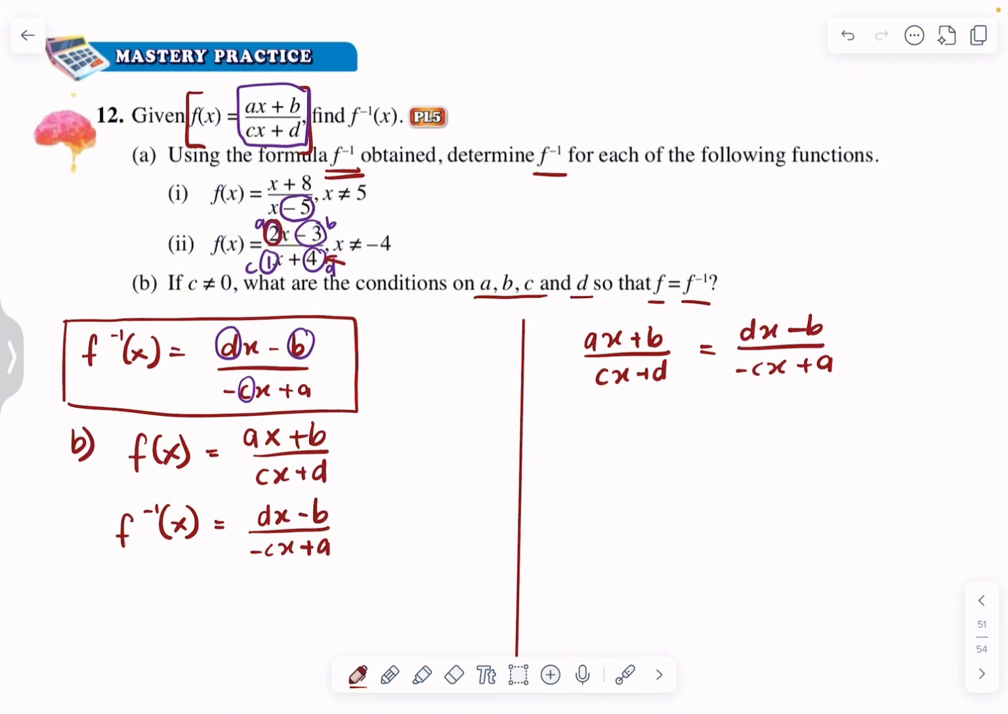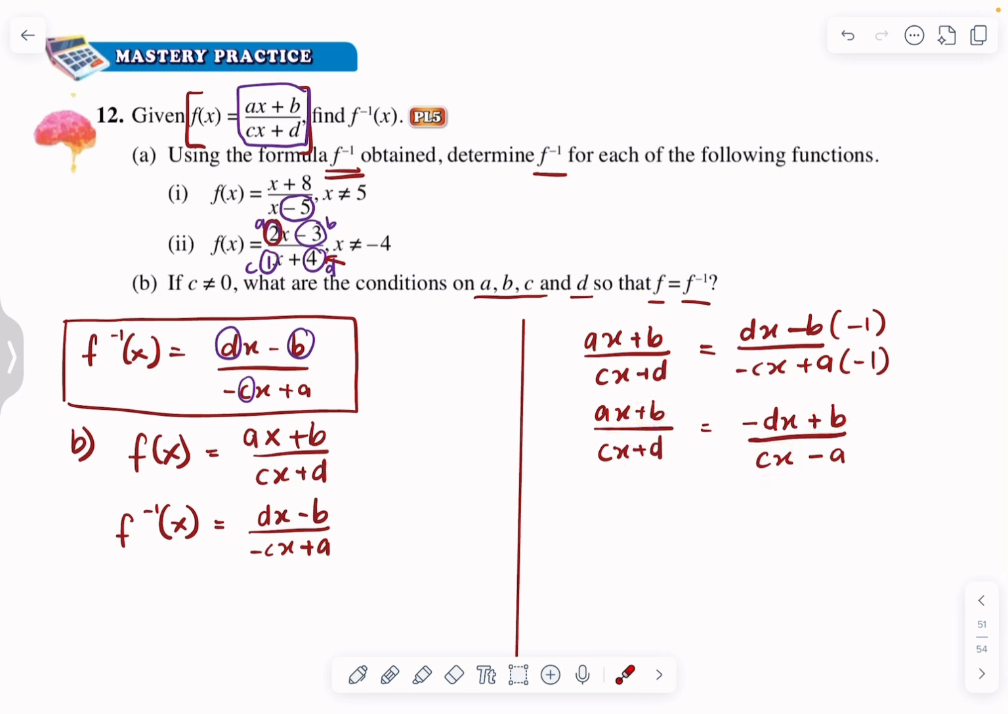Here if we want to compare, we see ax plus b, and here we have dx minus b, very difficult to compare. Even the denominator is also very hard to compare. So we can try to make something similar. What we can do is multiply negative 1 top and bottom. So we get (negative dx plus b) over (cx minus a), and on the other side (ax plus b) over (cx plus d). Now we can compare, because cx is cx, and plus b is plus b.